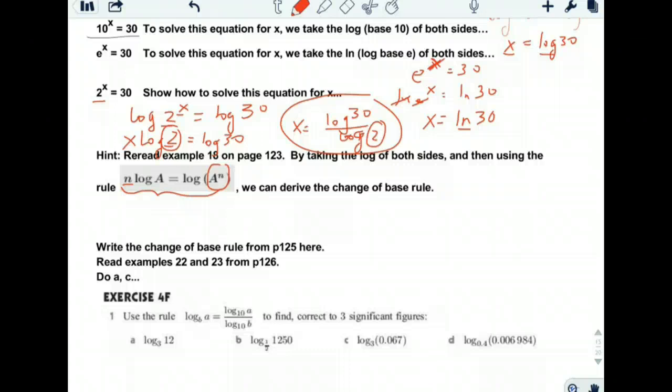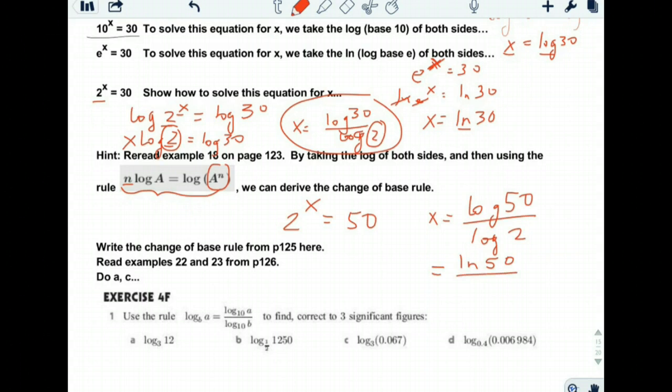The change of base rule is basically, hey, if you have a weird base like 2 to the x and you want to find out what x is, let's say you have 50 here, then what you're going to do is you're going to say x is equal to the log of 50 divided by the log of 2. And it doesn't have to be log base 10. You could do natural log too. You could do natural log of 50 divided by natural log of 2, and it would also give you the same answer. Okay, so that's the change of base rule.